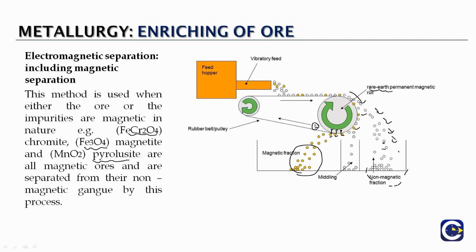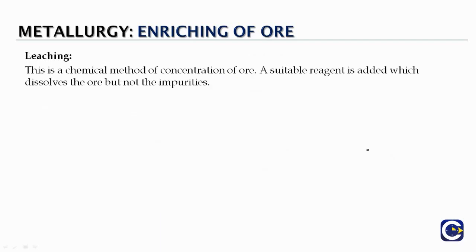And it can even be used in the vice versa case, which means when the gangue particles are magnetic and the ore particles are non-magnetic, because the idea here is we are trying to separate them. So this method is what we call magnetic separation or electromagnetic separation, and this is mainly used for the cases where either the ore particles or the gangue particles have magnetic properties and the other one is non-magnetic.